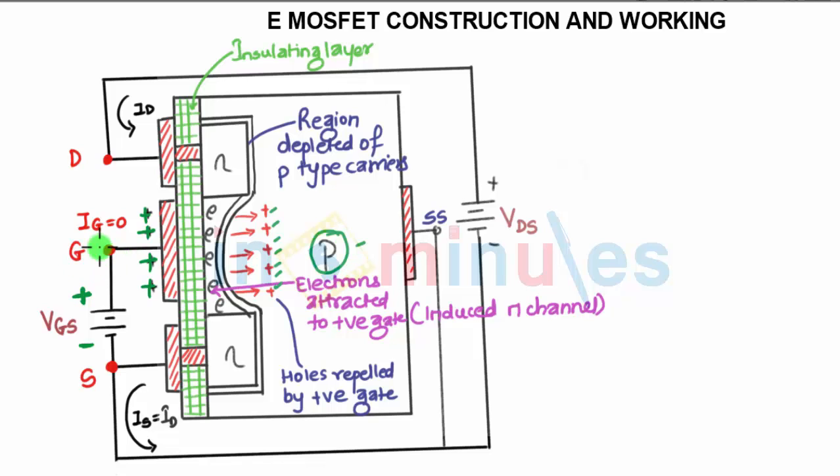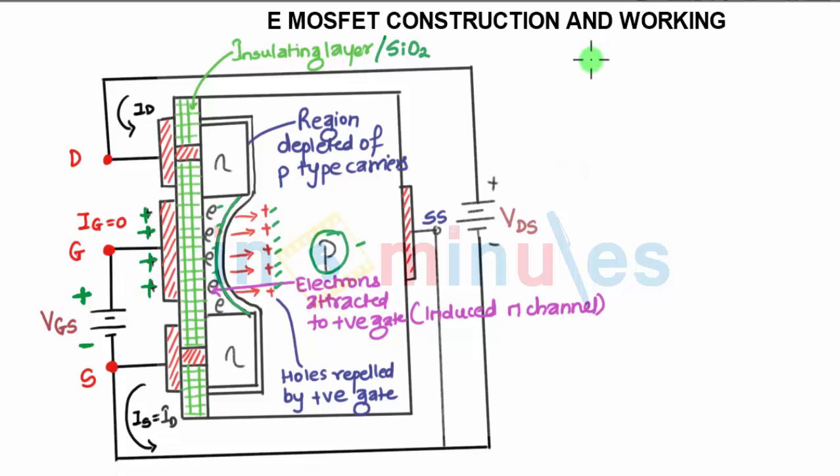When the gate is made more positive, the electrons are now attracted more towards the silicon dioxide layer, which is nothing but the insulating layer. But as there is no contact between the gate terminal and the substrate, the electrons just accumulate near the surface of the silicon dioxide layer, but they cannot move to the gate terminal.